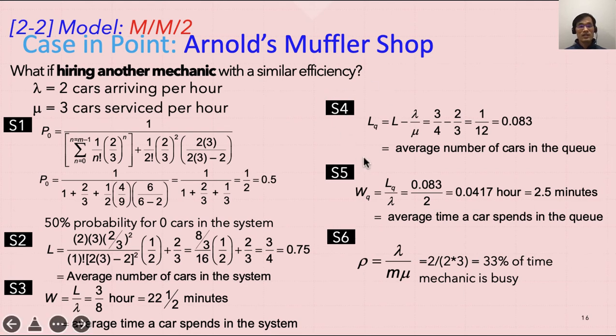And the fourth one is the average number of cars in the queue, only 0.083. So as cars are arriving, they are being served. Almost no wait time there. And Wq, the average time a car spends in the queue, is only 2.5 minutes with this two-mechanic system. And lastly, the utilization factor is lambda over m times mu, and that's 33% of the time a mechanic is busy. So although they are not working so fully, they are able to take care of their customers so efficiently. That's what we see here in this calculation result.